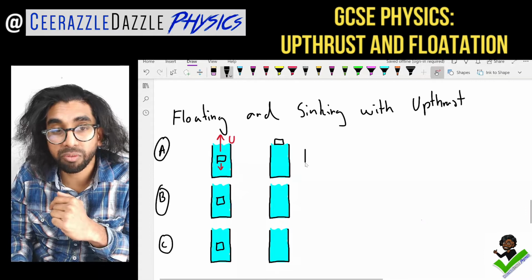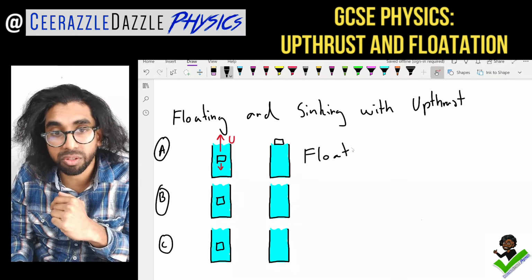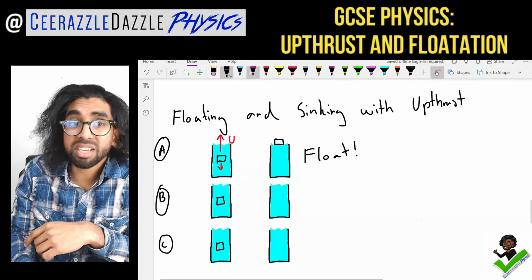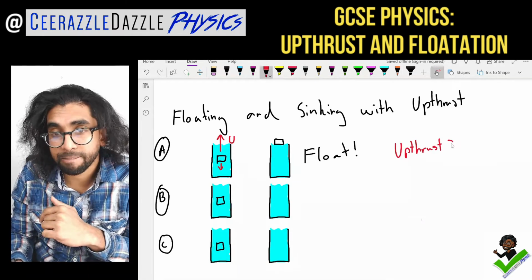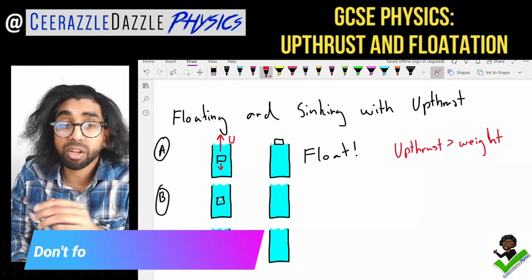So this one, it will float, guys. The next one, let's say, for example, now, so let's put that down. So this is upthrust greater than the weight. Okay, what about the next one?